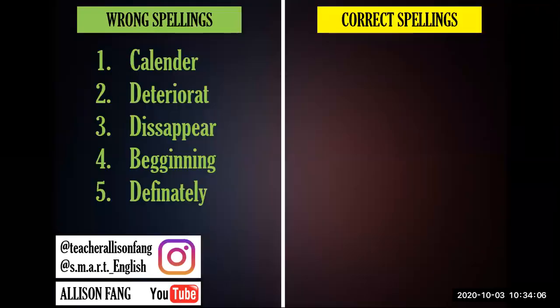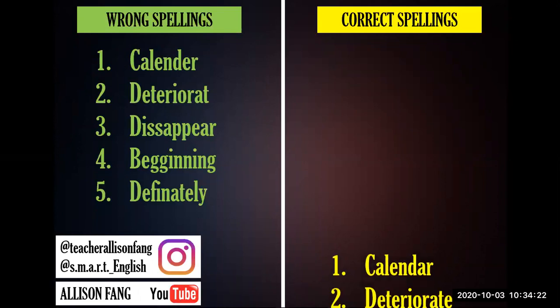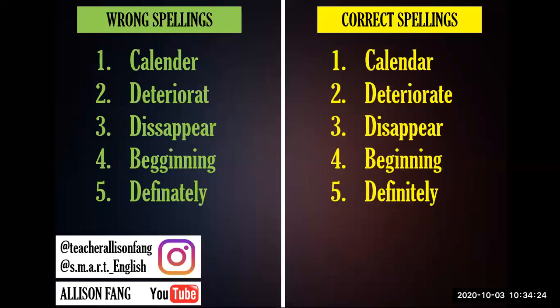These are the most common spelling errors and wrong spellings that I often encounter in my students' essays. Words like calendar, deteriorate, disappear, especially beginning, and also definitely. The real spelling should look like this: calendar, deteriorate, disappear with 2 P's, beginning with 2 N's, and definitely is N-I-T-E-L-Y, definitely. These are the words that I often see students make mistakes with. I hope by watching this video, you have a better awareness.